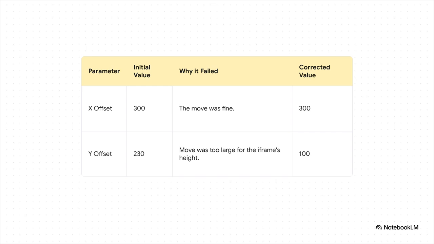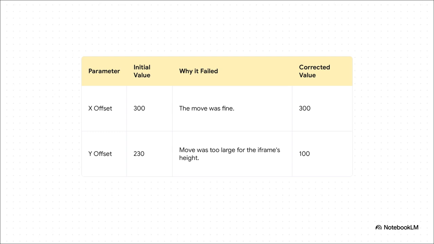Okay, let's break this down. The coordinates aren't absolute. They're relative to whatever contains them. Our command to move 300 pixels horizontally? No problem, that was fine. But the 230 pixels vertically? See, that was the killer. On the main page, that's nothing. But inside the tiny world of the iframe, that was like asking it to take 230 steps in a room that's only 150 steps tall. We were literally telling it to run through a wall.